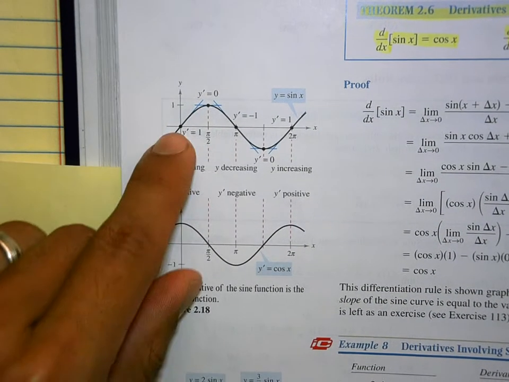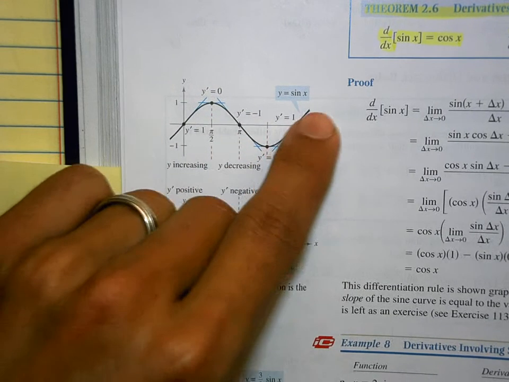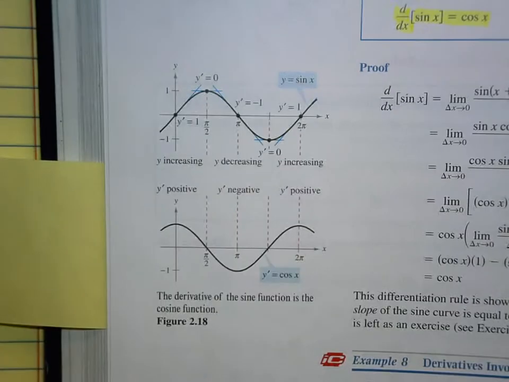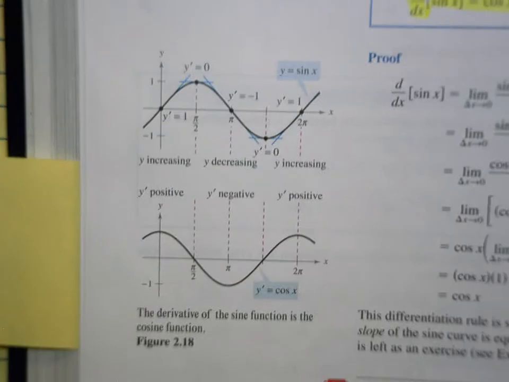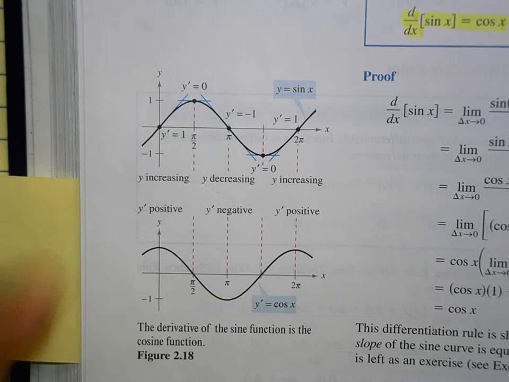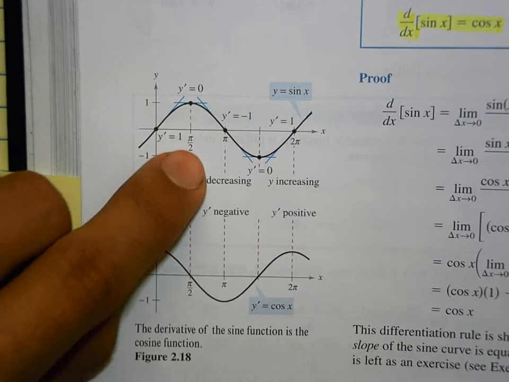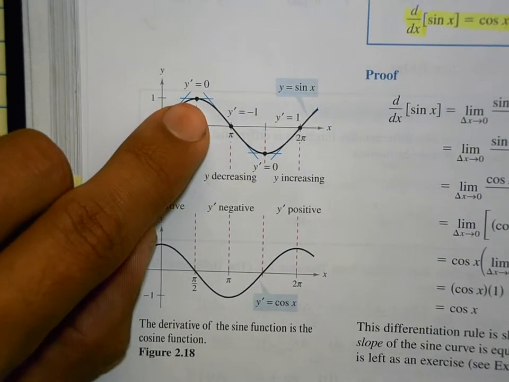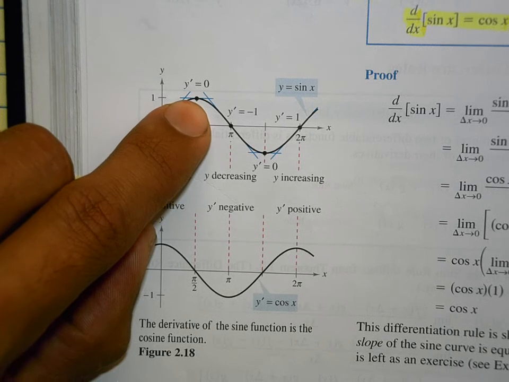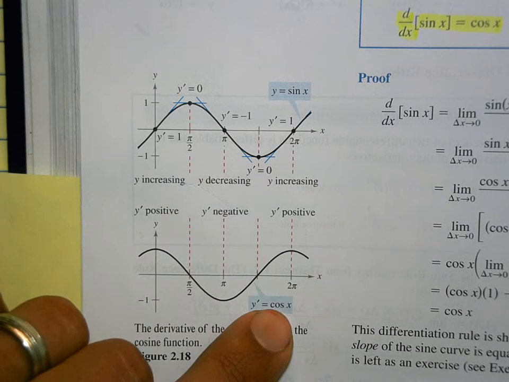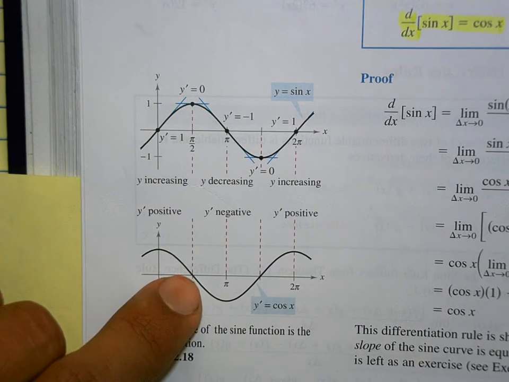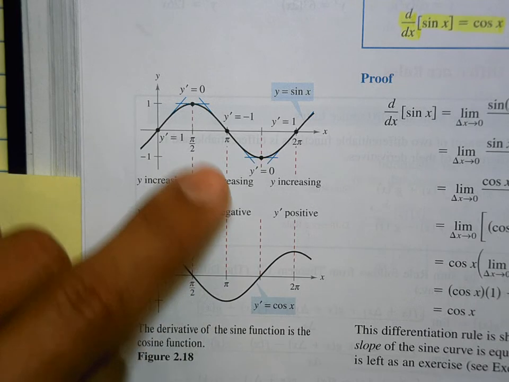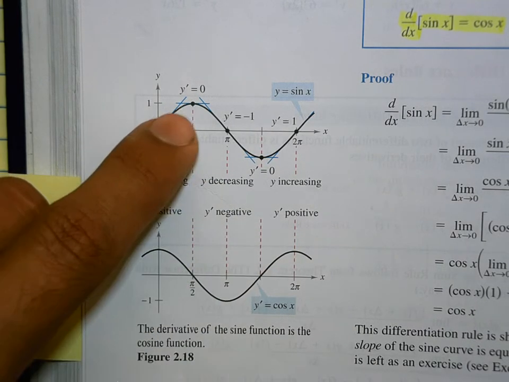This is the graph of sine of x. If I look at the top at pi over 2, the slope of the tangent line is 0. Let's look at cosine's graph. At pi over 2, what's the value of cosine? 0. That's the same as the slope of the sine graph.